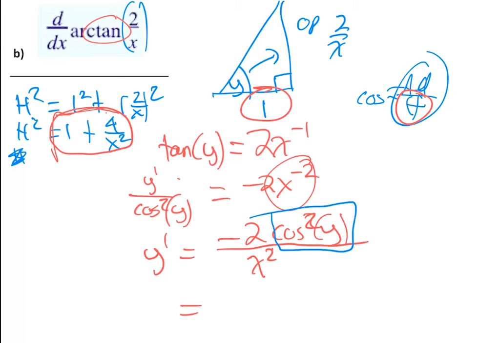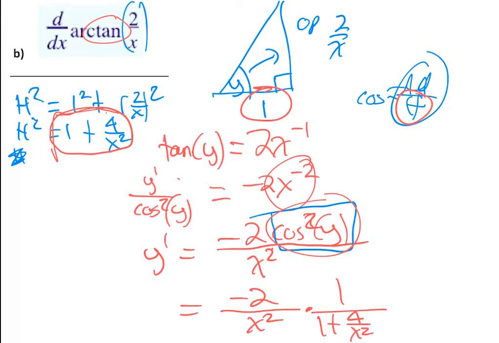So that's going to end up being negative 2 over x squared, multiplied by cos squared. And cos squared is 1 over 1 plus 4 over x squared, okay, which ends up equaling negative 2 times 1 is negative 2 over x squared, and then in brackets 1 plus 4 over x squared. Okay, folks, so that's your derivative for this question.